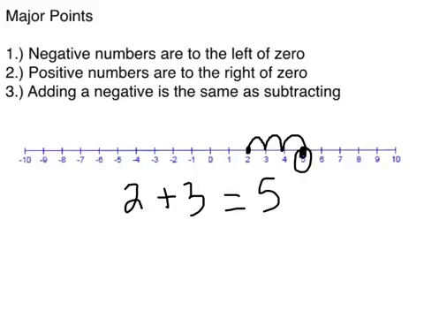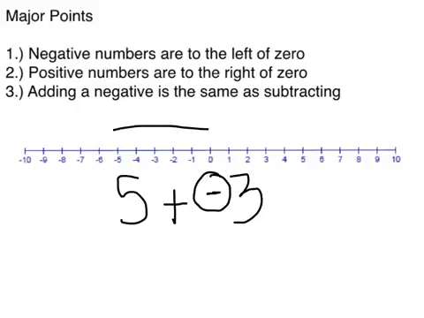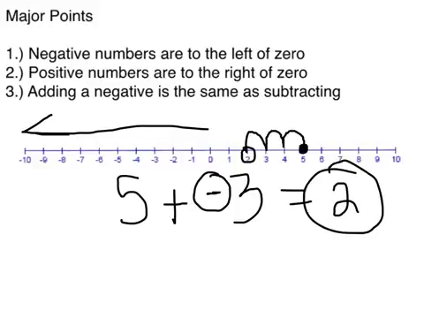So let me show you an example. Let's say I had 5, and I wanted to add -3. The negative tells me to go to the left, because the left side of the number line is where all my negatives are. So I'm going to start at 5, and I'm going to go to the left 3 spots. 1, 2, 3. That's going to give me 2. So 5 plus -3 is the same as 2. So adding this negative is the same as subtracting.